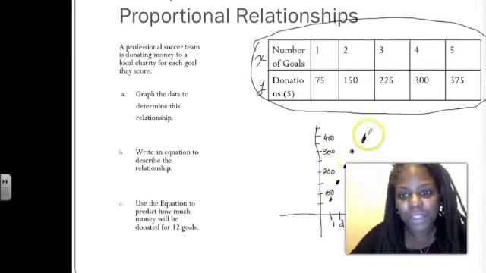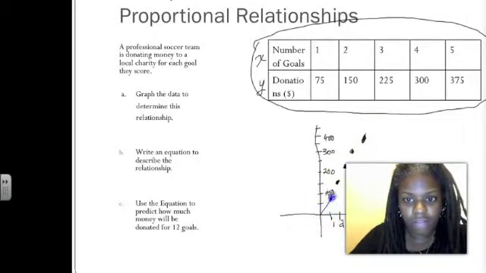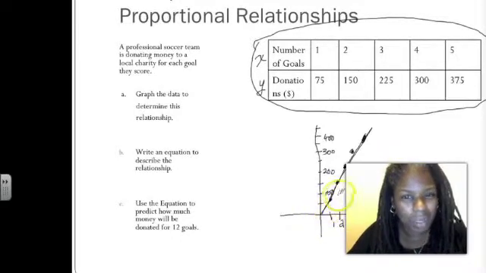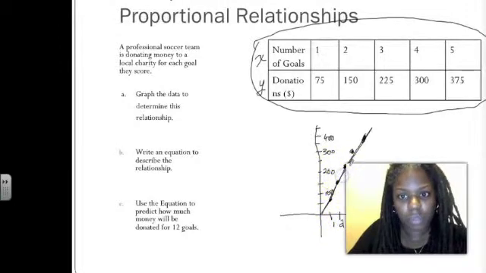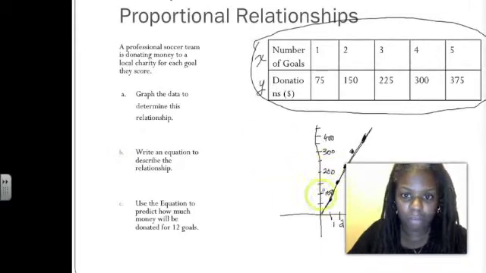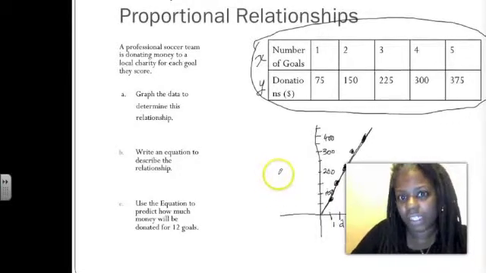All right, so what you notice here is that we do have a graph that does this. Now, I did connect the line here just so we could see that it goes to the origin, though it doesn't really make sense to connect the line because we can't really have half goals. We can't really account for all of the points in between these. So truthfully, this should be a discrete graph. So we've done the graphing piece, and it would have been satisfactory for me to just leave it as dots. Then it says write an equation to describe the relationship.